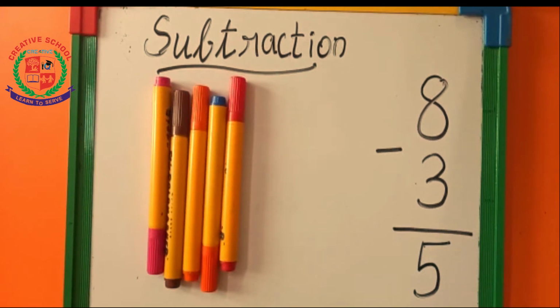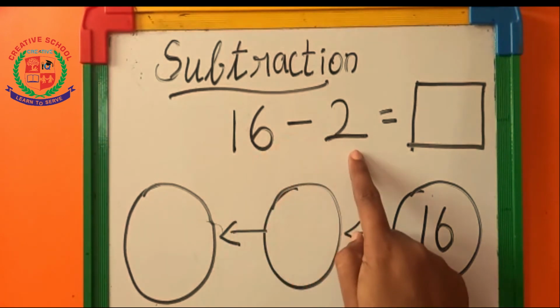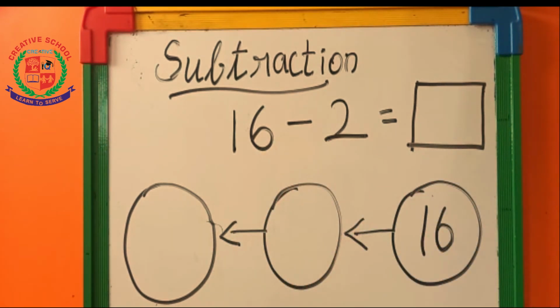So likewise you can subtract. Already we saw the original things method. So now we are going to see the backward counting method. So 16 minus 2. What will we get as the answer? So we have to count backwards, that is the number before. So what will come before?